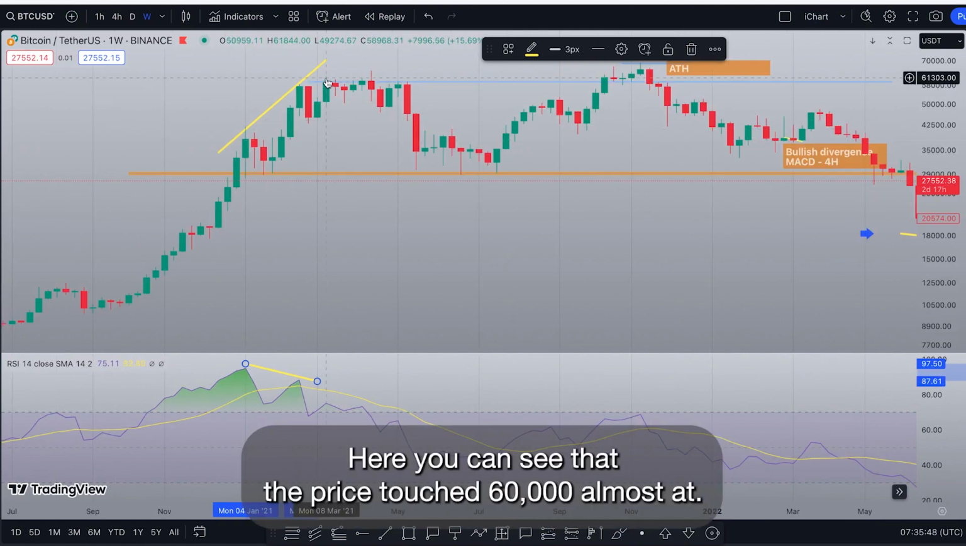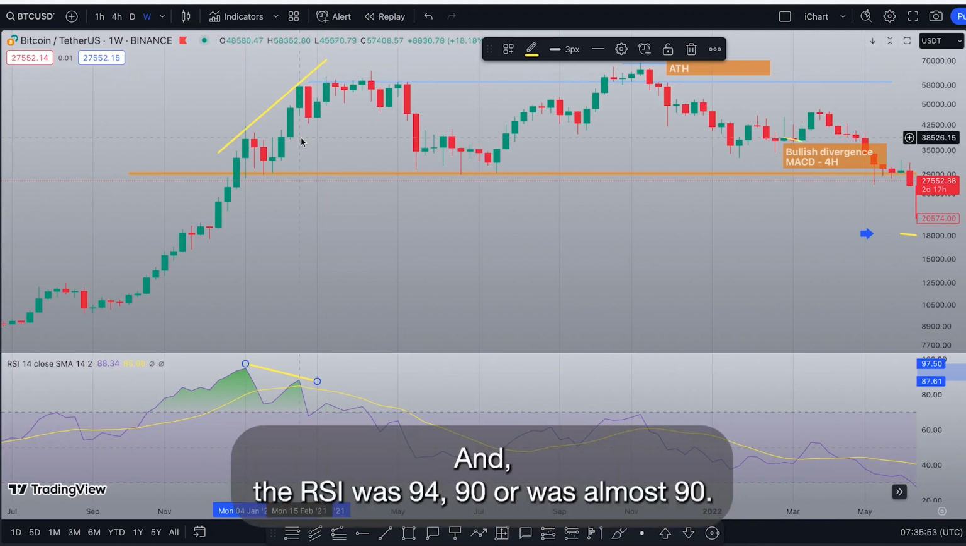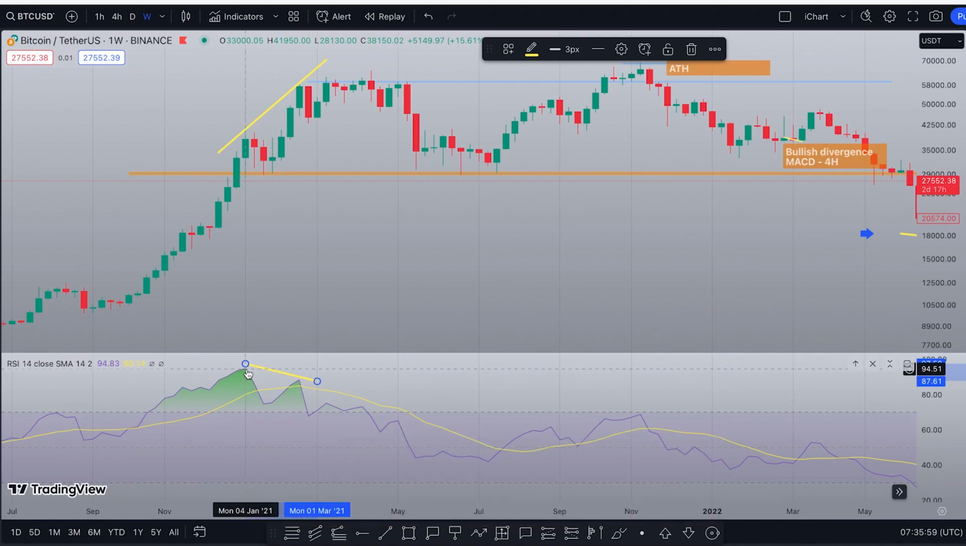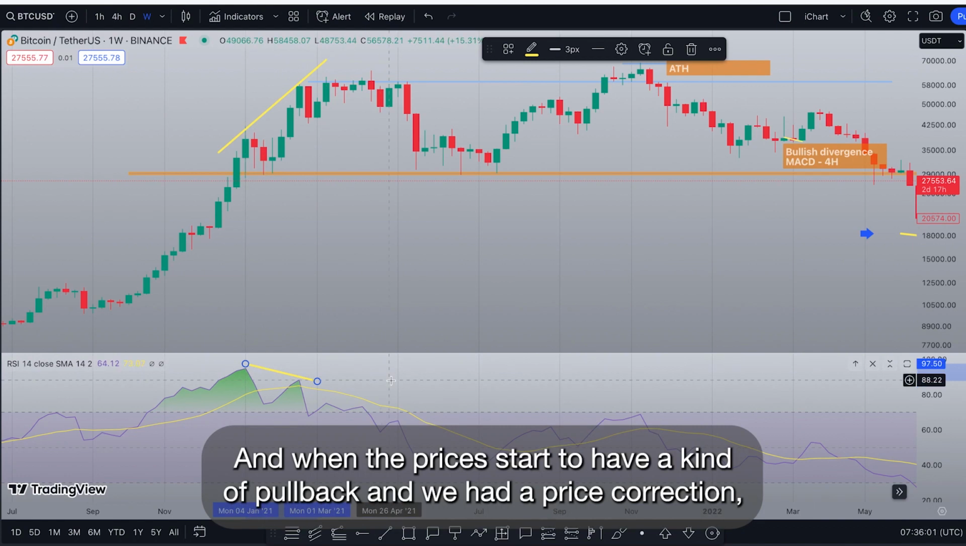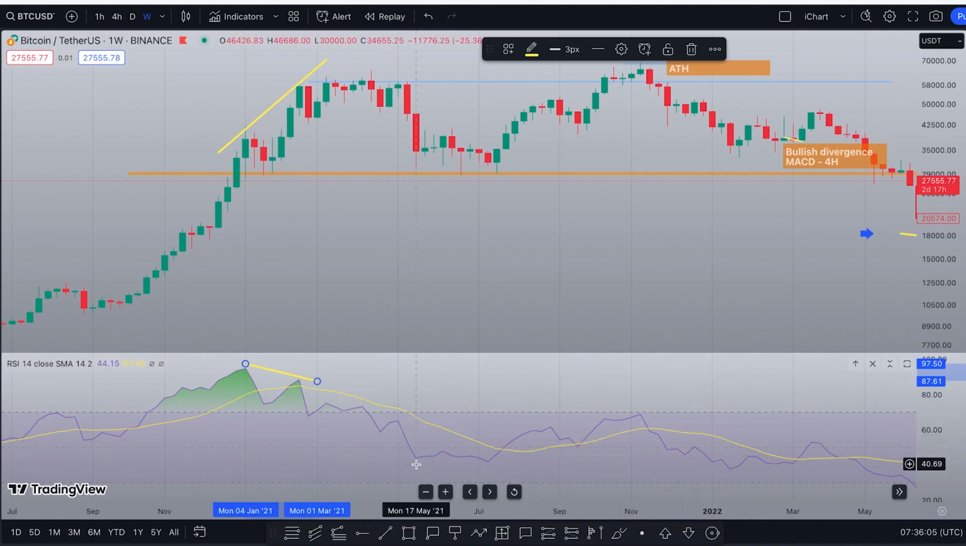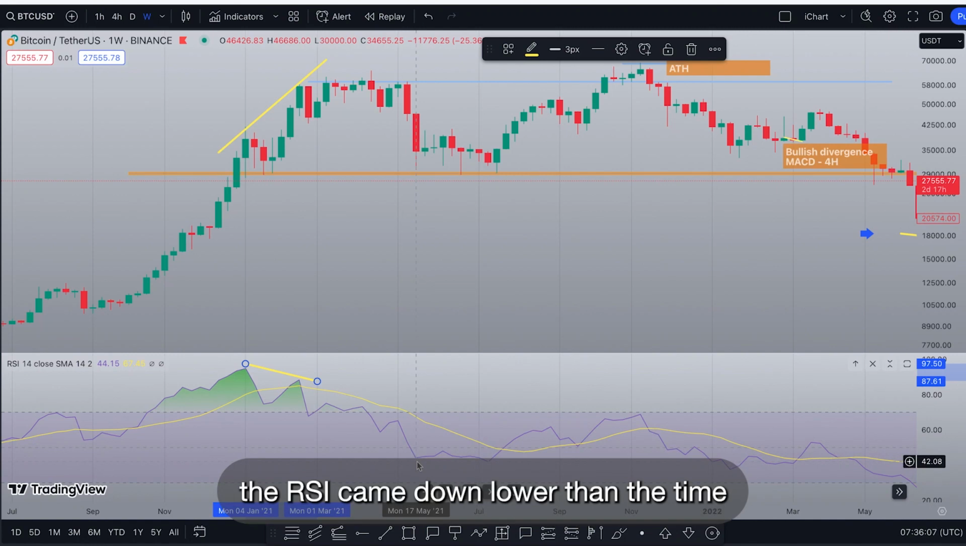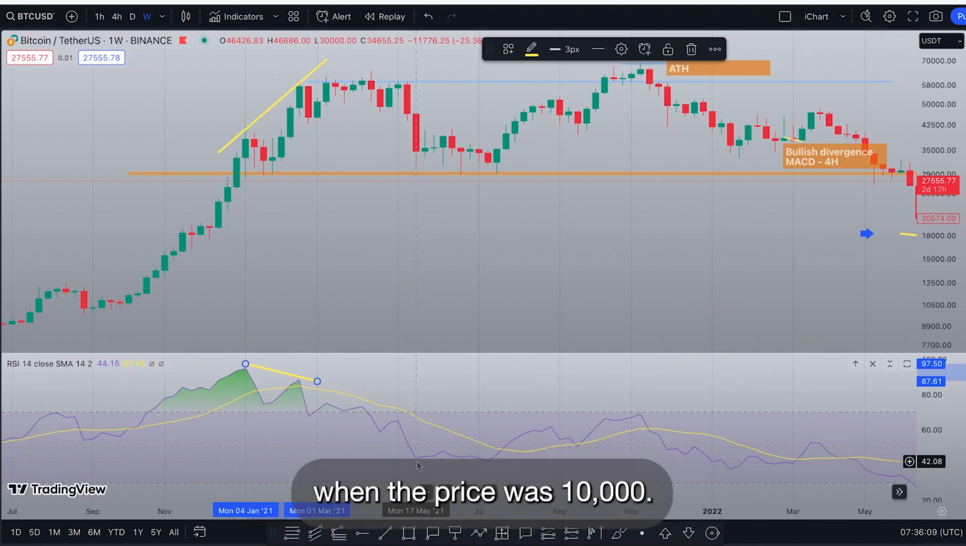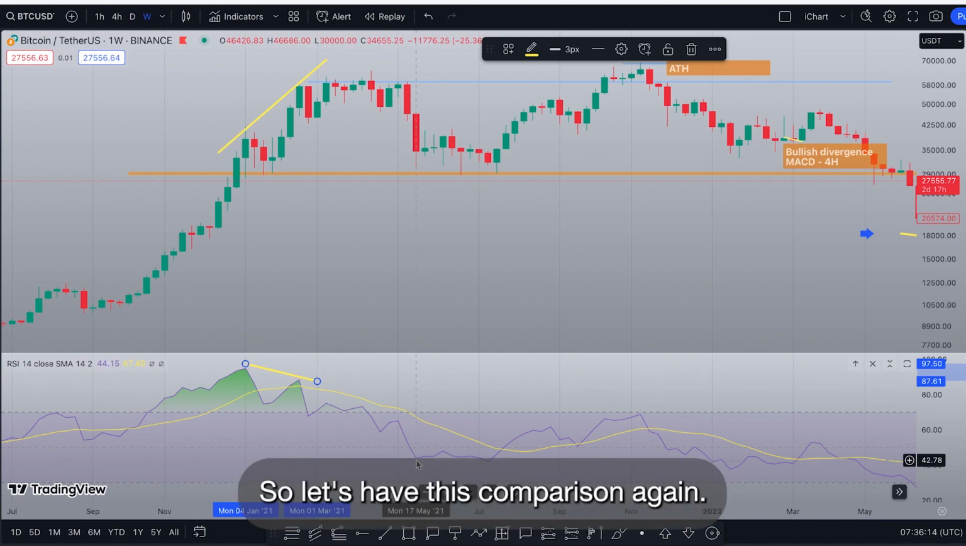Alright, here you can see that the price touched 60,000, almost ATH, and the RSI was almost 90. And when the price started to have a pullback and we had a price correction, the RSI came down lower than the time when the price was 10,000. So let's have this comparison again.